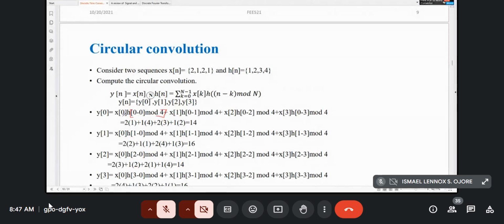Then the next one, we go to k is equal to 1. K is equal to 1, that is x of 1. H of n is still 0. This is minus 1 mod 4. Sorry about all this. This is supposed to be another bracket, because it is this minus 1 mod 4. So minus 1 mod 4 is what?